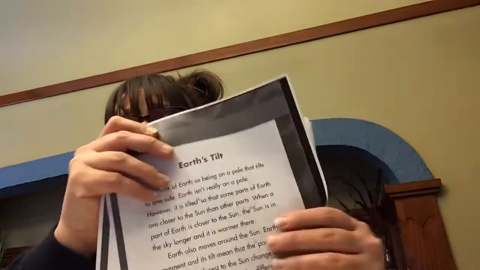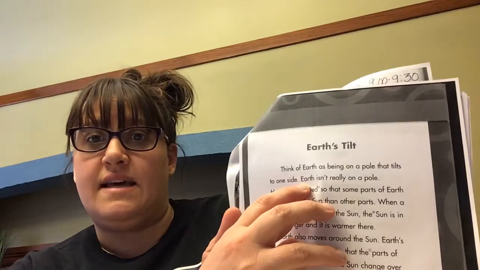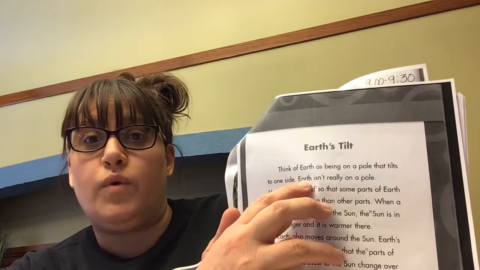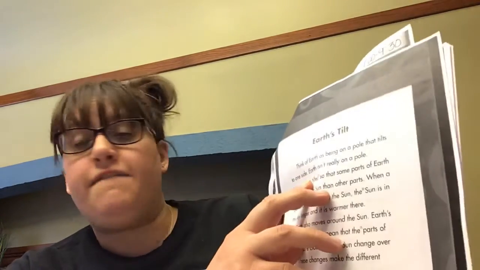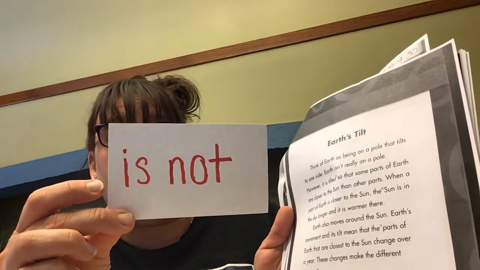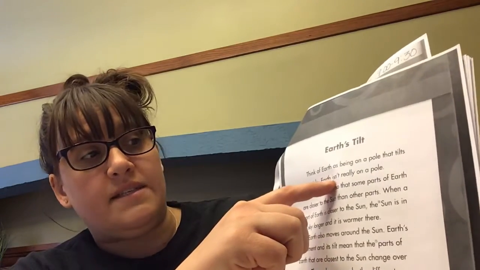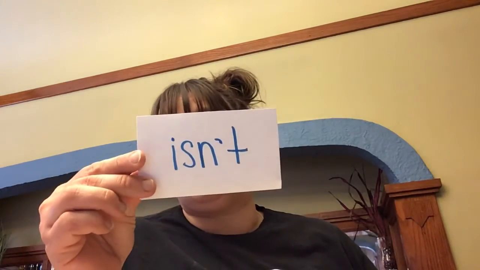If you locate the word isn't in Earth's Tilt, it is the second sentence that says, Earth isn't really on a pole. If I would substitute those two words for that contraction, the sentence would still make sense. Earth is not really on a pole. So that first word that was submitted is the word isn't.